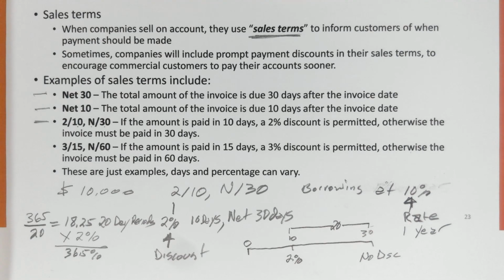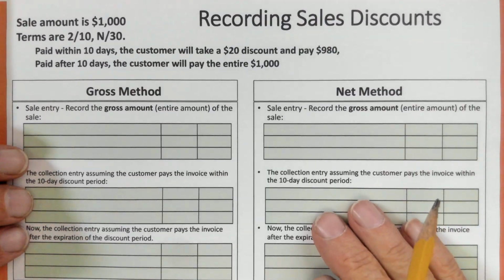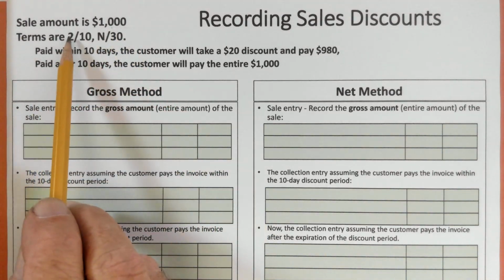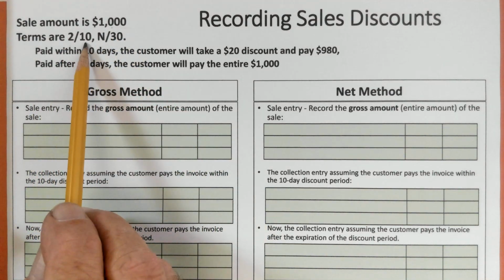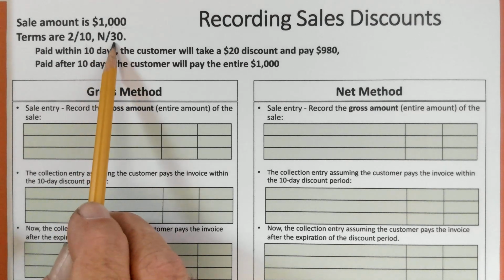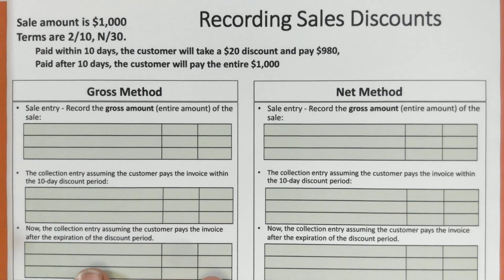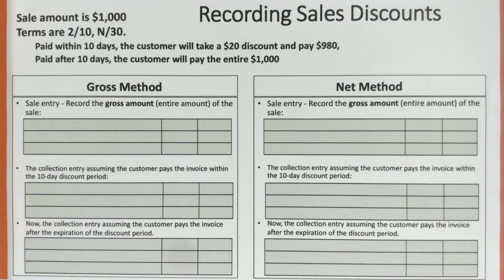Okay, so now let's talk about recording these sales discounts. How do we record them? Well, let's assume we have a $1,000 sale with terms of 2/10 net 30, 2% if paid in 10 days, net amount due if paid in 30 days. And so we want to go ahead and record the sale. And as I've done before, I'm going to leave out the cost of goods sold entry for this area because we're not really focusing on that so much. But let's go ahead and record the sale.